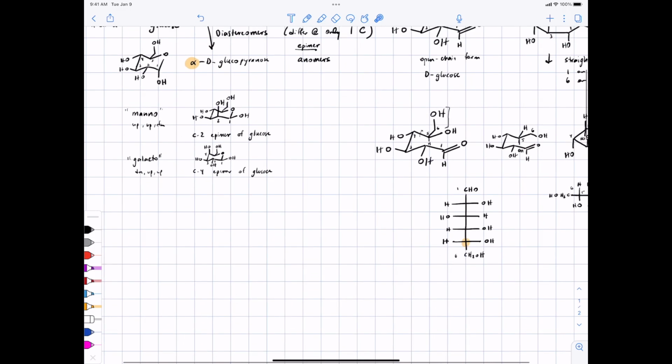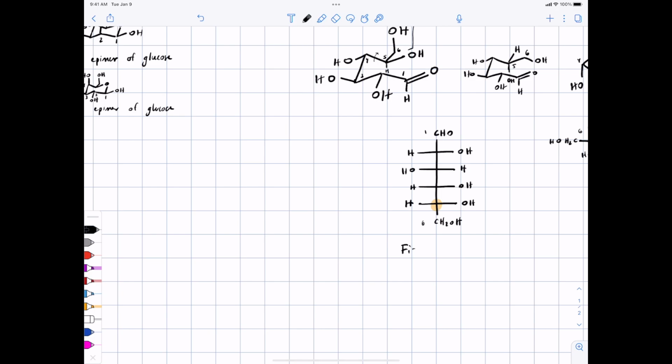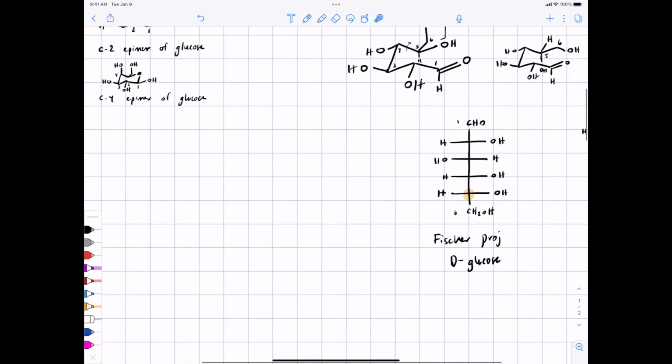Knowing what you know now about mannose and galactose, it would be straightforward to take this Fischer projection of D-glucose and convert it into mannose or galactose. You just switch the appropriate stereocenter, right?